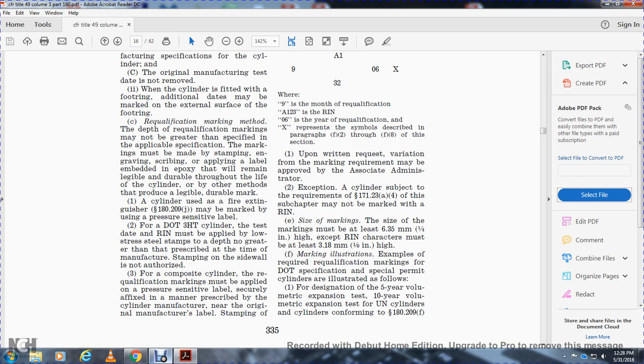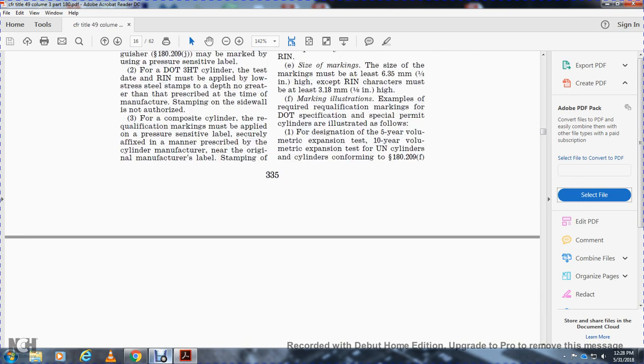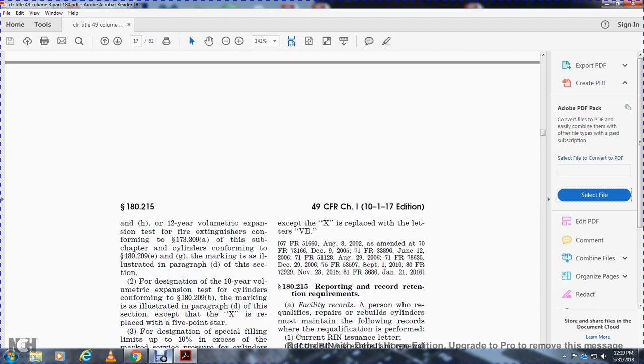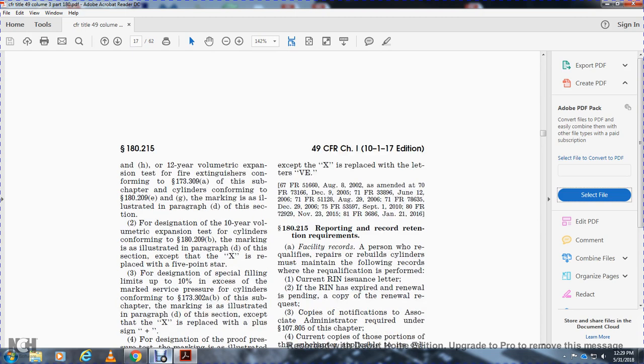For the designation of the 5-year volumetric expansion, the 10-year volumetric expansion test for the UN cylinders conforming with the statute 180.209(f) and (h), the 12-year volumetric expansion for the fire extinguisher conforming with the 173.309 of this subchapter, and cylinders conforming to the 180.209(e) and (g), with the mark illustrated in paragraph D of this section.